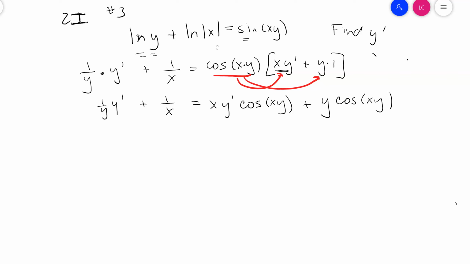All right, so I'm going to identify the y prime terms. Here they are. So I'm going to pull them over to this side. You just have to choose a side. And I'm going to move this 1 over x to the other side.